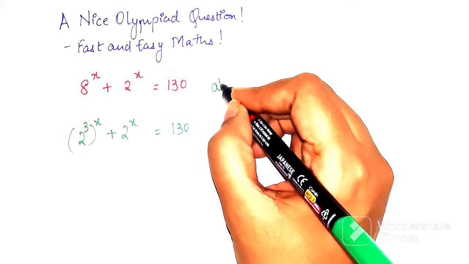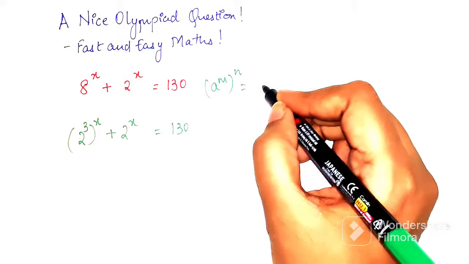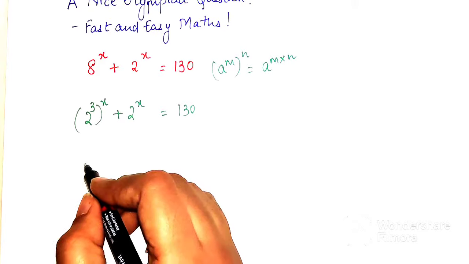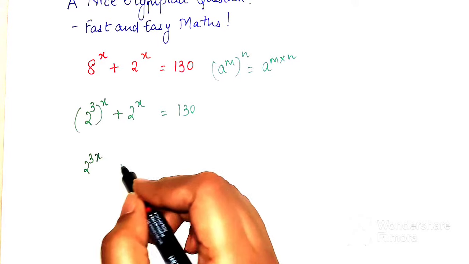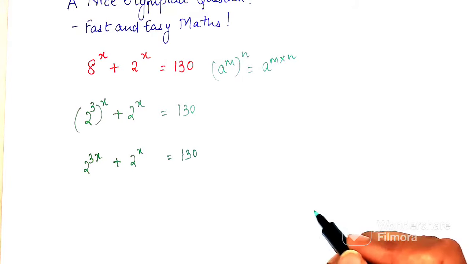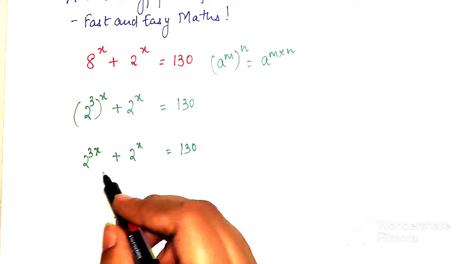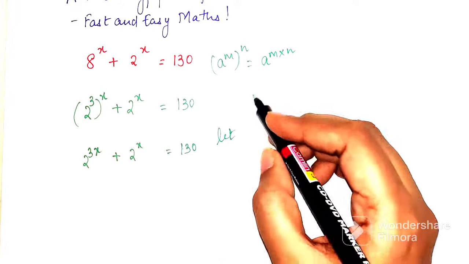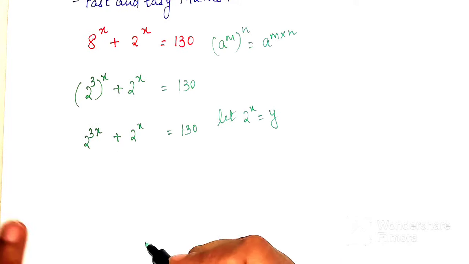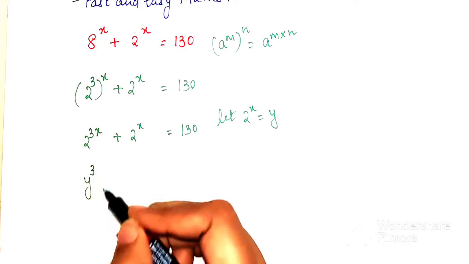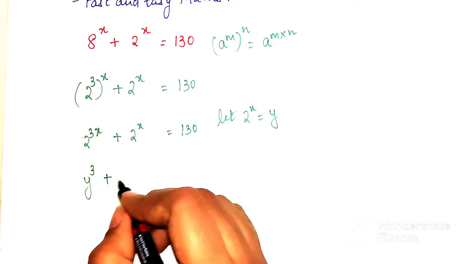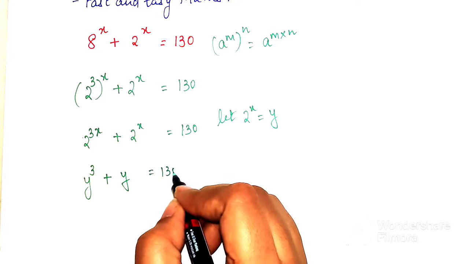Now remember, (a raised to m) the whole raised to n can be written as nothing but what? a raised to m into n, correct? So this can now be written as what? 2 raised to 3 the whole raised to x plus 2 raised to x is equal to 130. Now out of this we can use algebra: let 2 raised to x be equal to y. So we are now getting y raised to 3, because 2 raised to x is taken as y, but 3 is still left, right? Plus y is equal to 130.